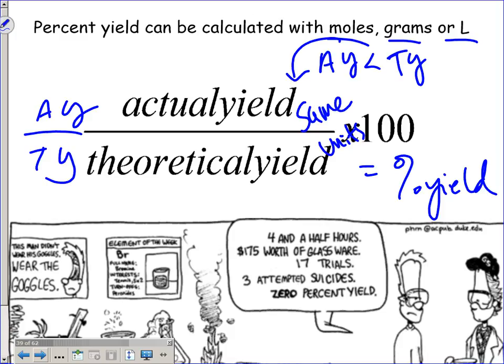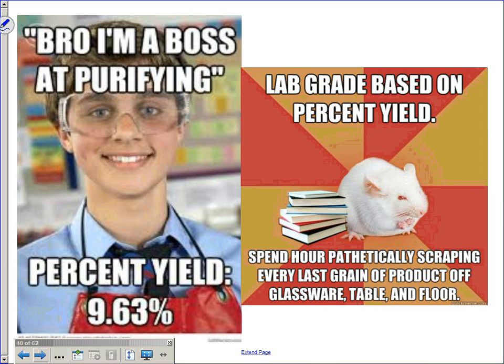So their goal is like 99% yield. Well, that's one group, they were like, I got 113% yield. I was like, no, you didn't. There's no way. Because in that case, they had a lot of water left over in their product. It wasn't pure. So in respect to that, they're always trying to be a boss at purifying and making the best percent yield. So, Bromo boss at purifying, percent yield, 9.63%. That's the joke. Is that good? Is that good? No, not good.